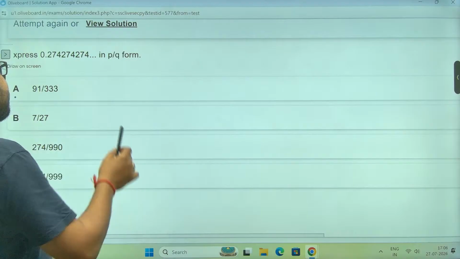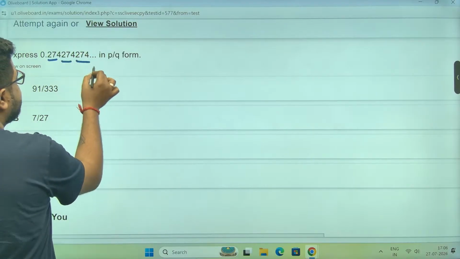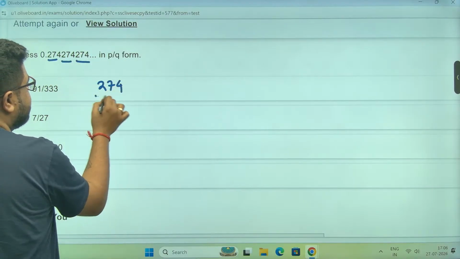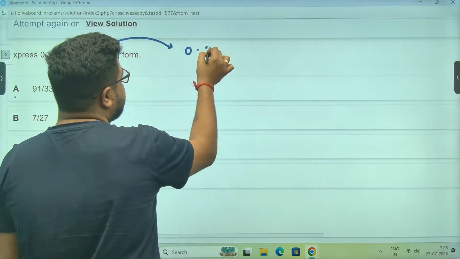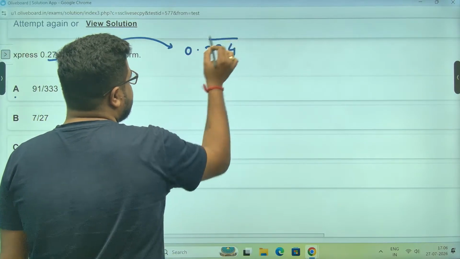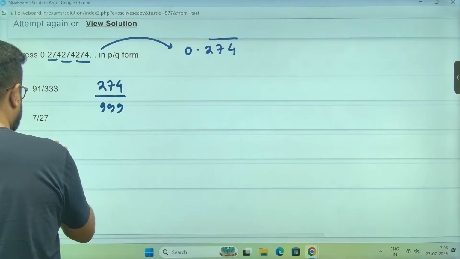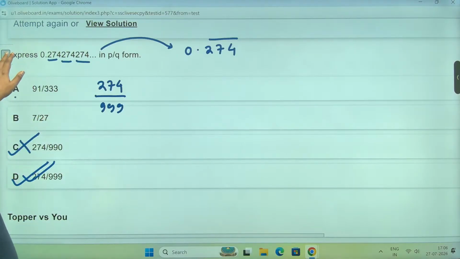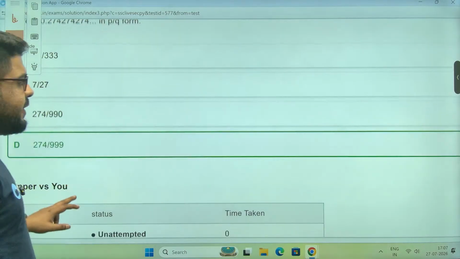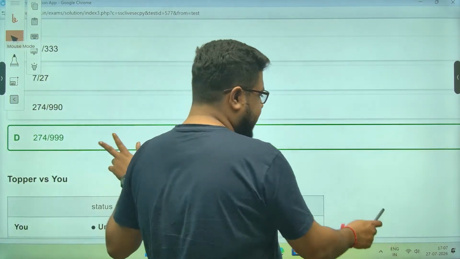Again, this is a one-liner. So 274, 274, 274. My answer will be 274 by 999. Because if you write this, it will be 0.274 whole bar. So option D is the answer, sir. Clear, everyone? Very simple stuff. Next one, please, sir.